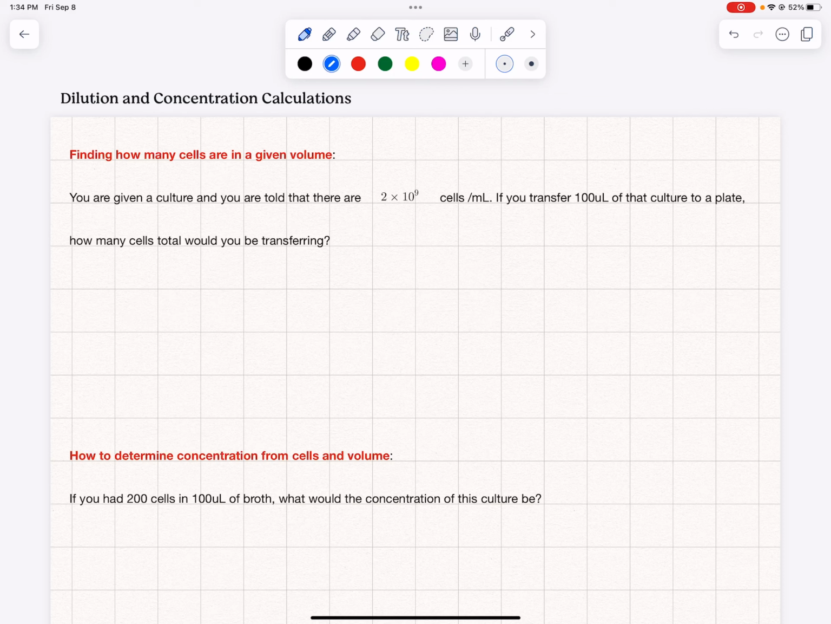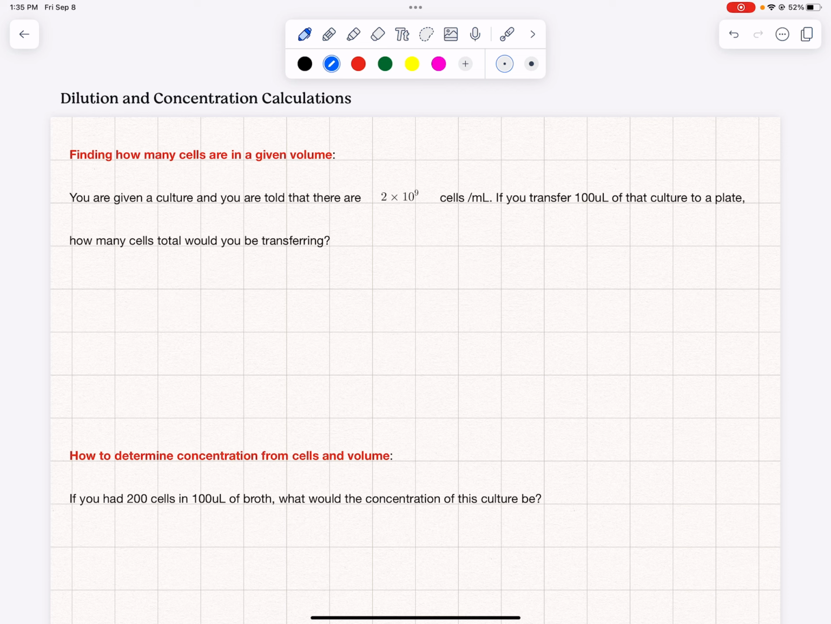In this video, we are going to be looking at a series of scenarios and determining how we can calculate dilutions and concentrations of culture that we are going to be working with in our microbiology lab. In this first situation, we are going to be finding out how many cells are in a given volume.